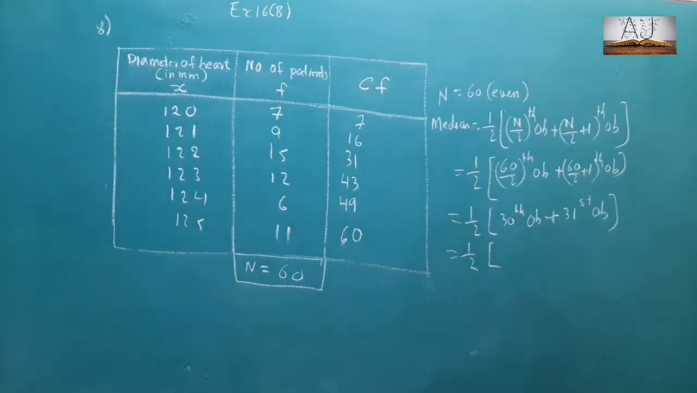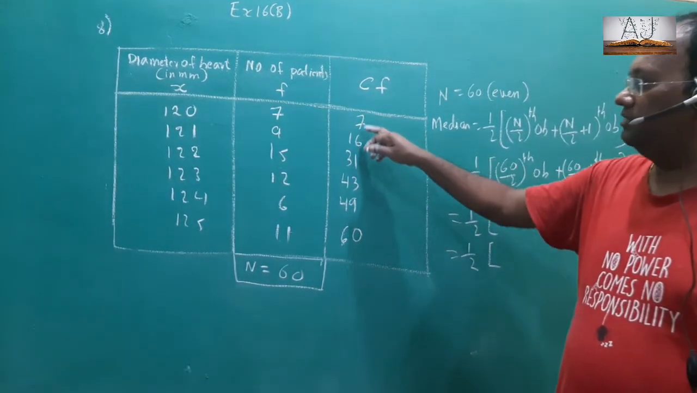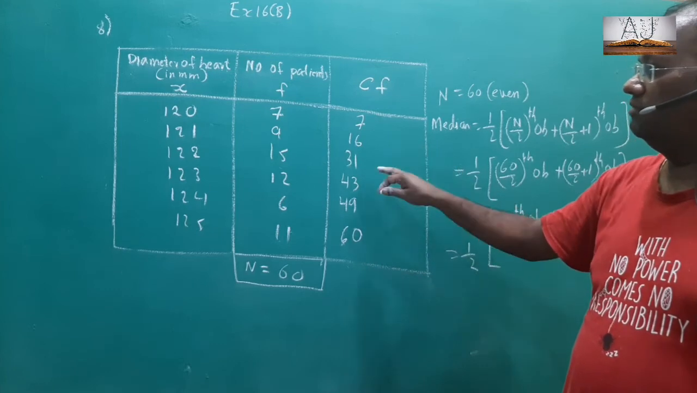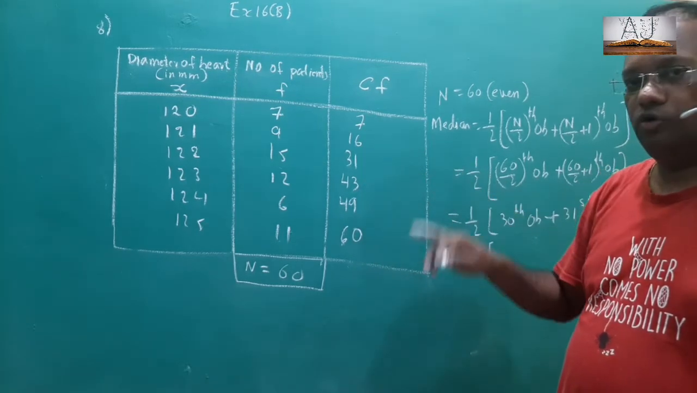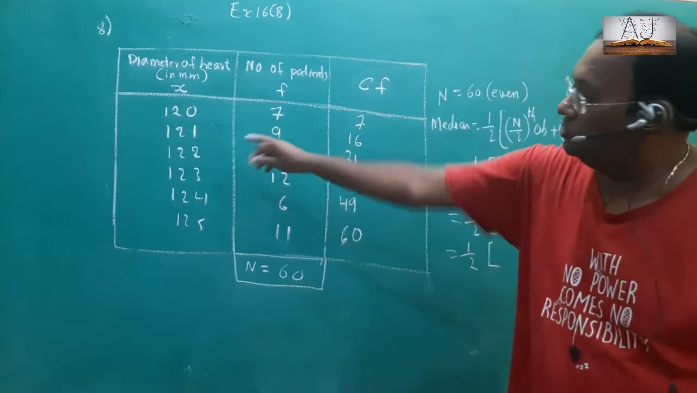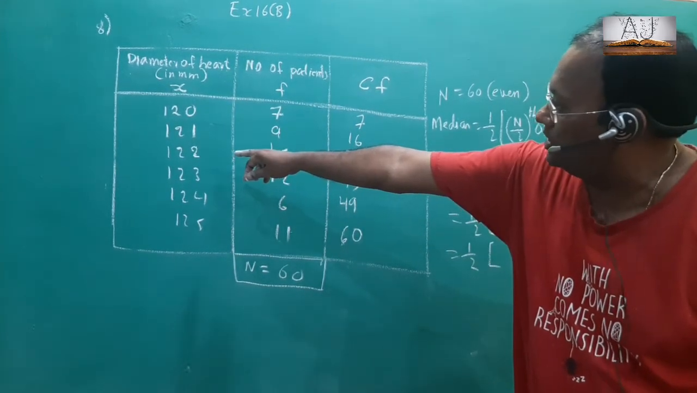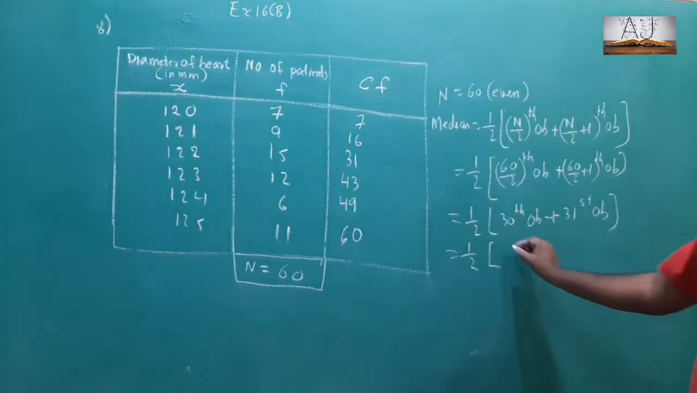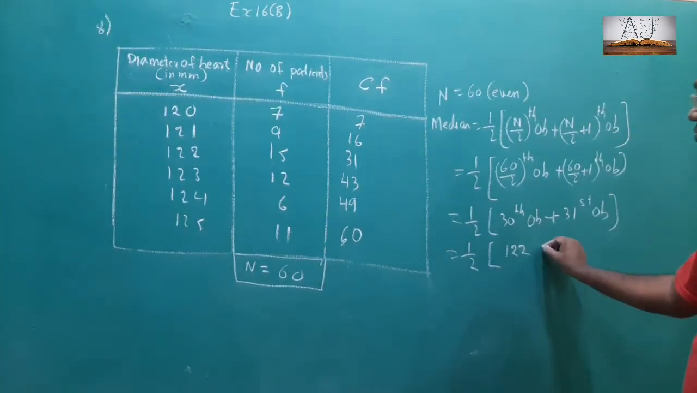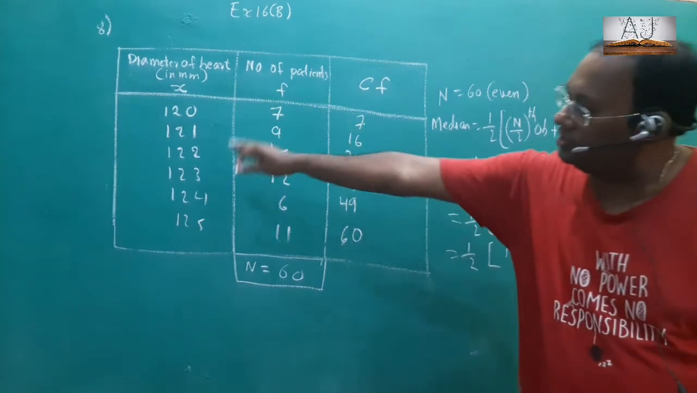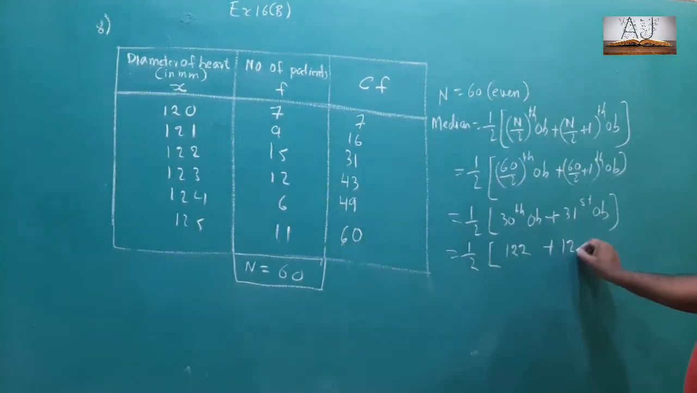So what is the 30th observation? We don't have 30 here. Doesn't mean if you don't have 30, we have to see the one greater than that. I have told you, 31st. What's the diameter of the heart of 31? That is 122. So here we'll have 122 for 30th. And even for 31st also it's the same, 122.